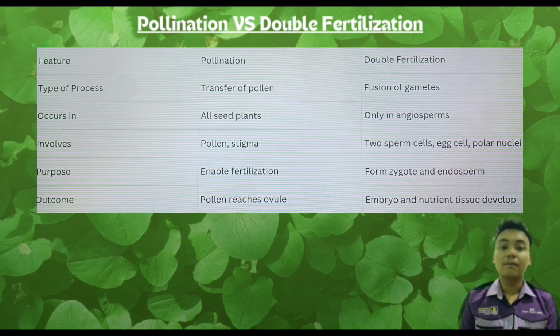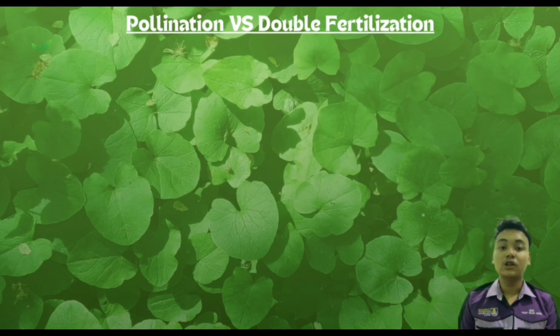The fourth is that the purpose of pollination is to allow fertilization, while double fertilization forms the zygote and endosperm. And lastly, the result of pollination is that pollen reaches the ovule, while double fertilization results in the formation of an embryo and nutrient tissue.